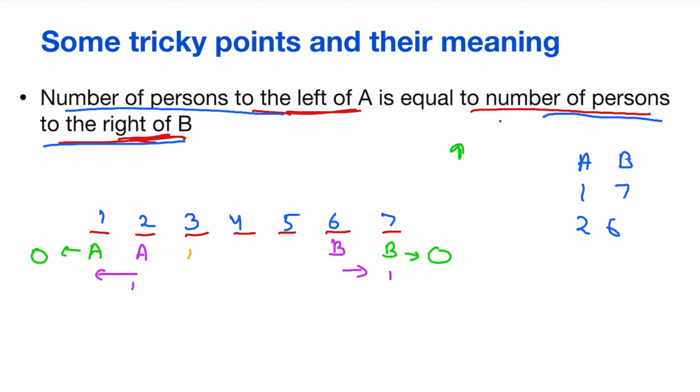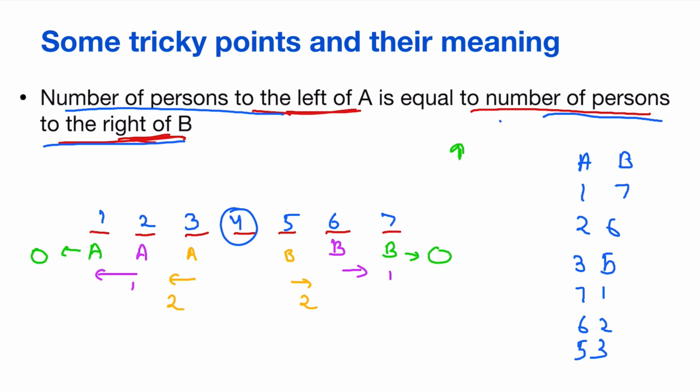For 3, if I place A here, then to the left of it there are 2 people, and if I place B here, then to the right of it there are again 2 people. This means that 3 and 5 are also allowed. Consequently, I can also point it out as 7, 1, 6, 2 and 5, 3. I can't place both on 4, so of course that is not a possibility with us.